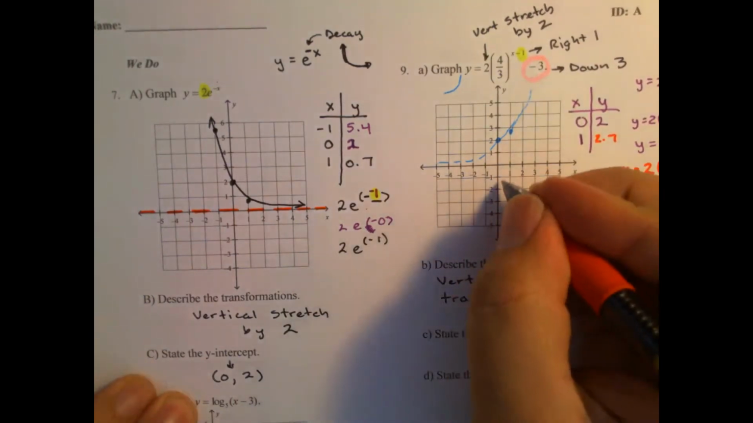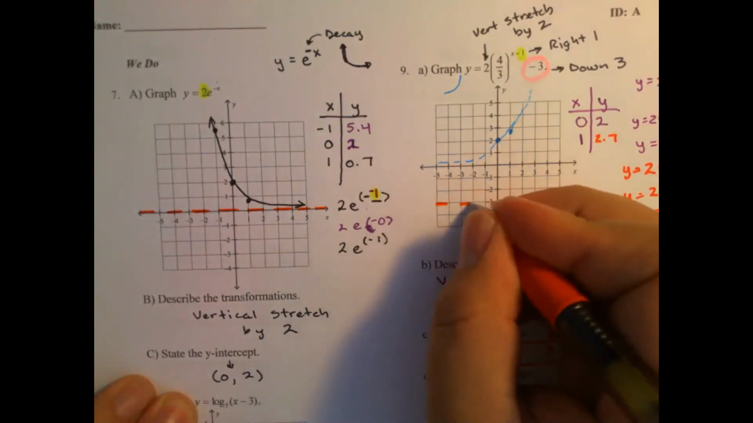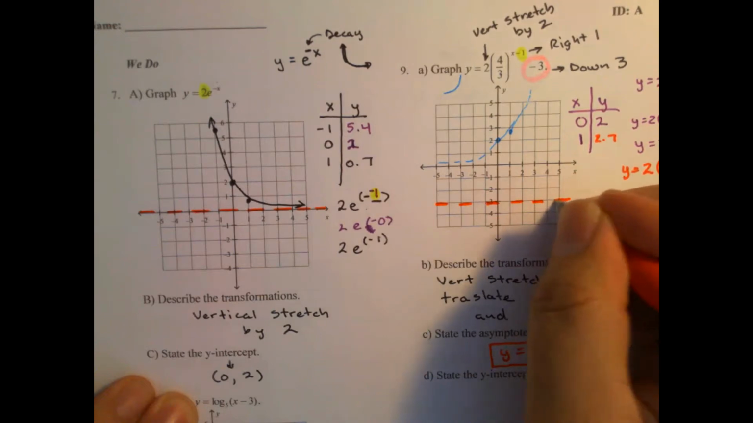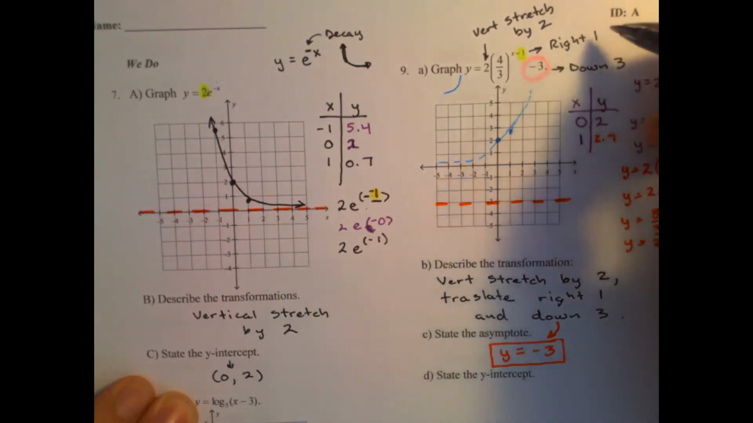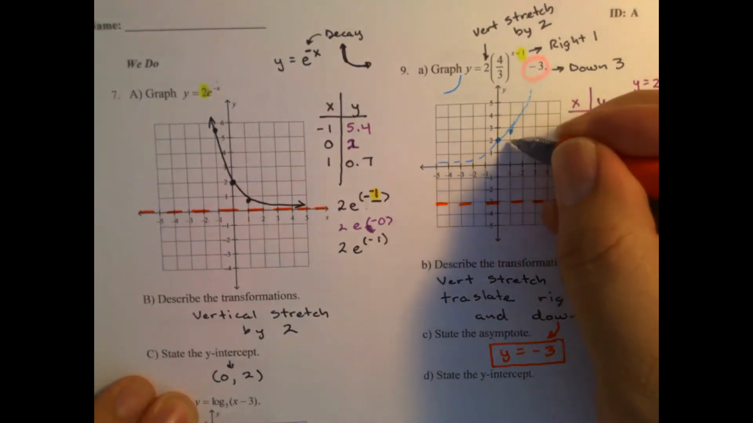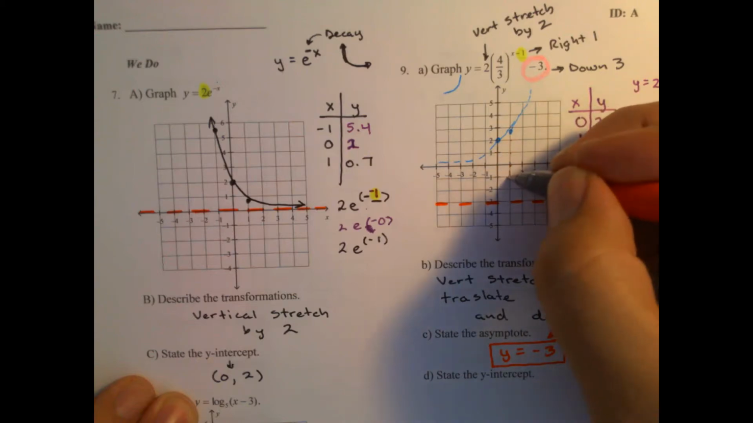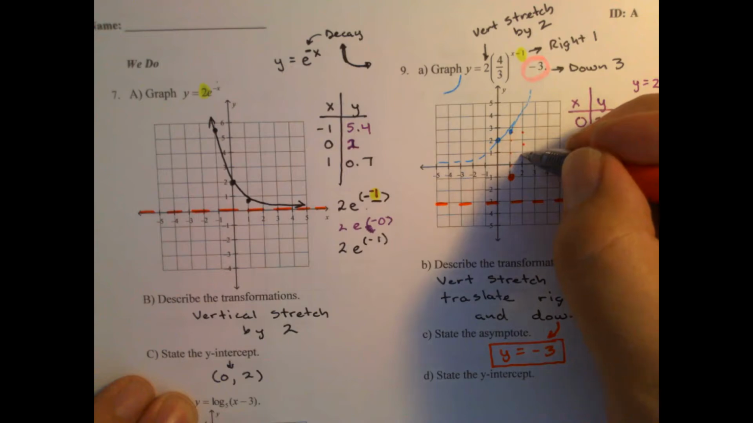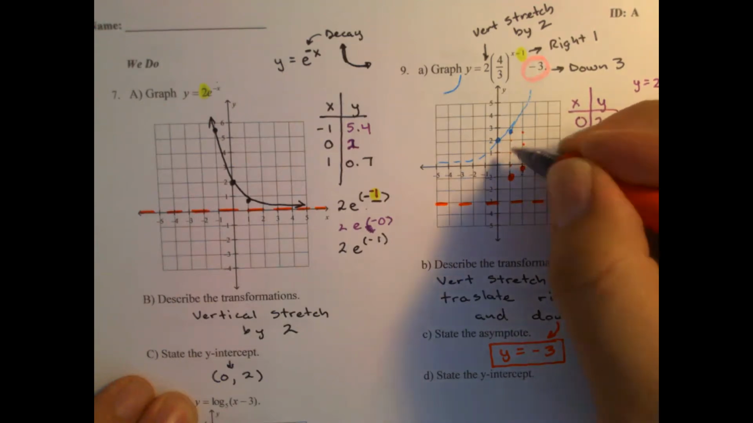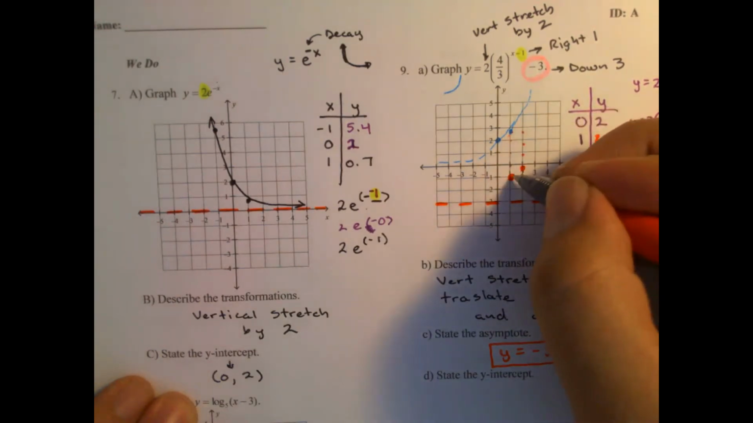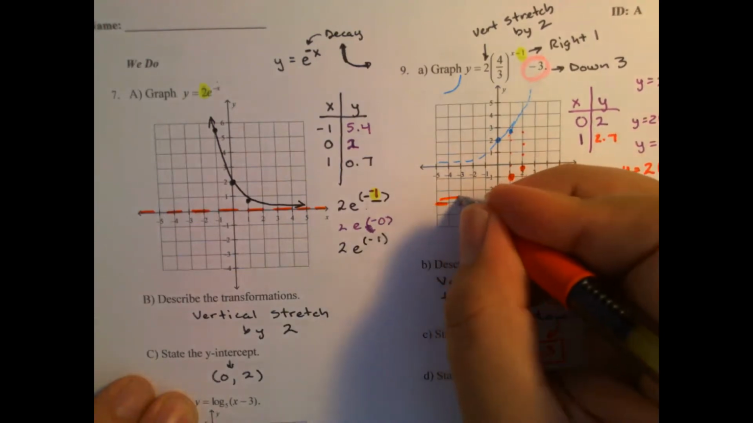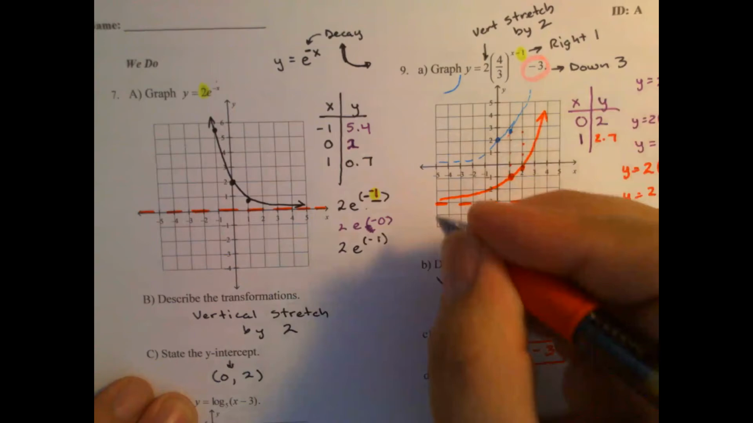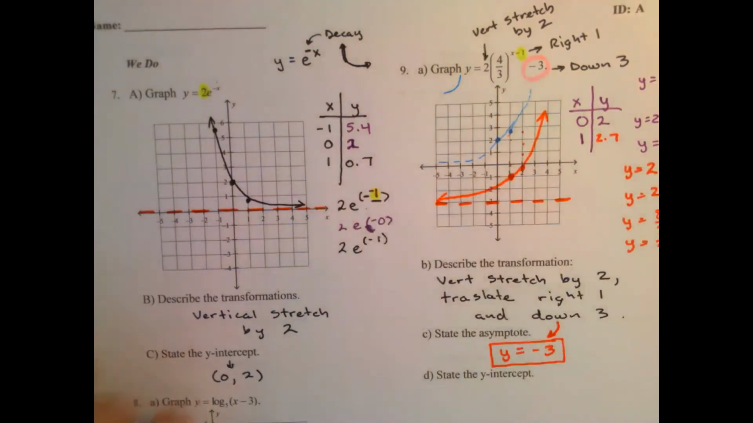So the first thing I'm going to do is I'm going to draw my brand new asymptote right here. And now I'm going to move everything right 1, down 3. Right 1, 1, 2, 3. Right 1, 1, 2, 3. Remember, look how close they were before. They still should be that close. And so here comes our graph. See, taking off just like we said it would in the beginning.